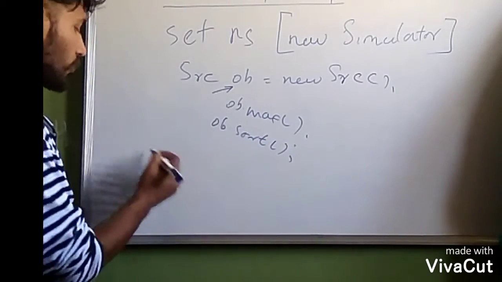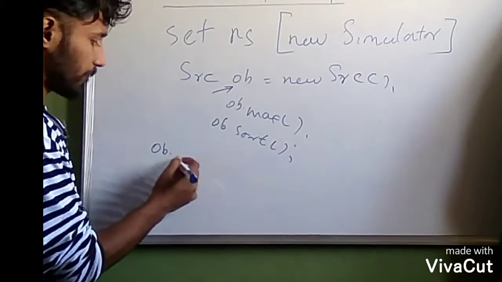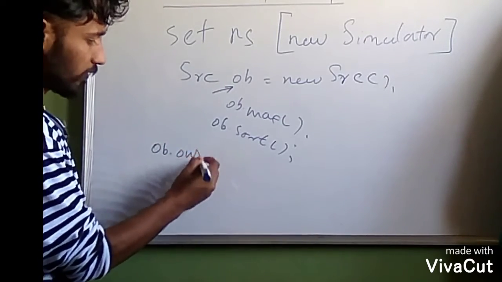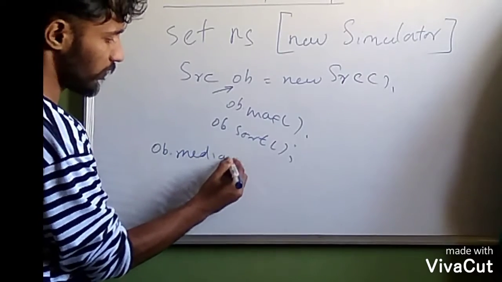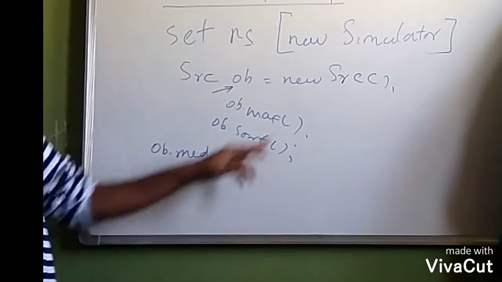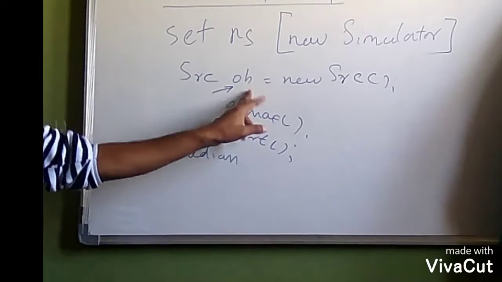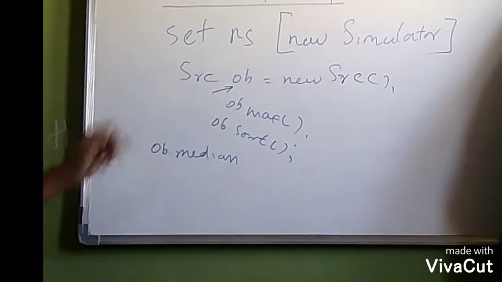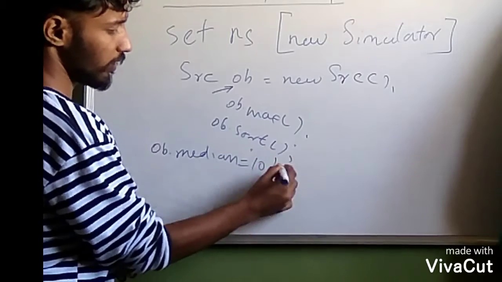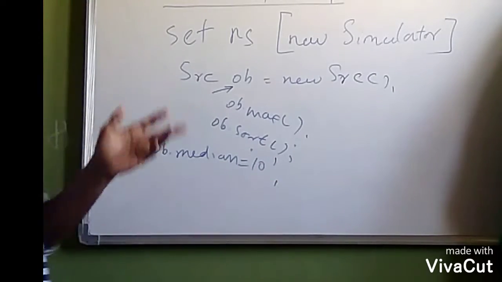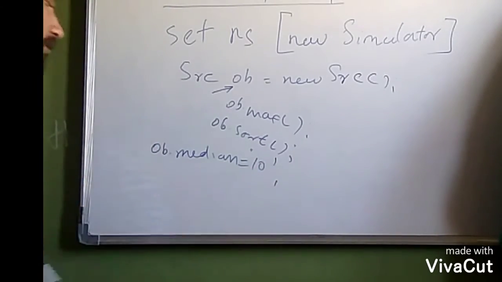Similarly, we can also, let's say, our median. Let's say just median. Median is a variable of that class which belongs to this object now, because we have created it, we have instantiated it, and we can manipulate it. Let's say if it was 9 initially, we can set it to 10.